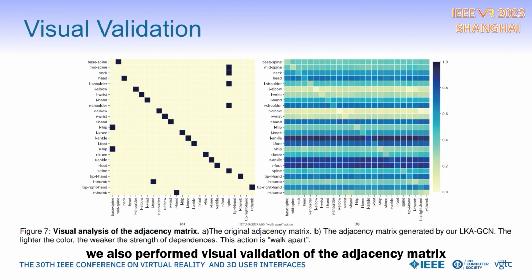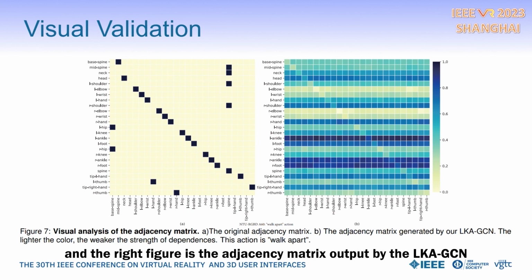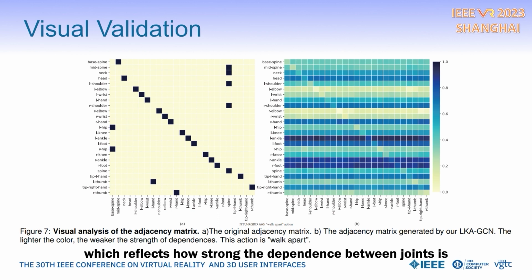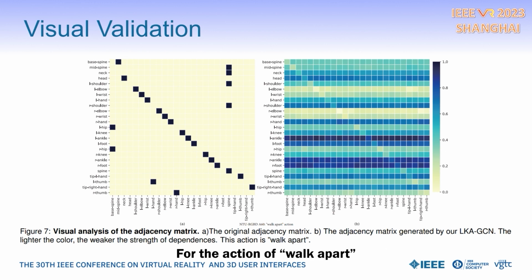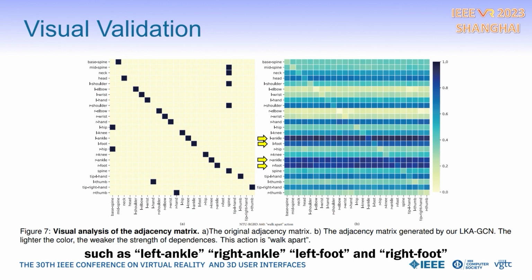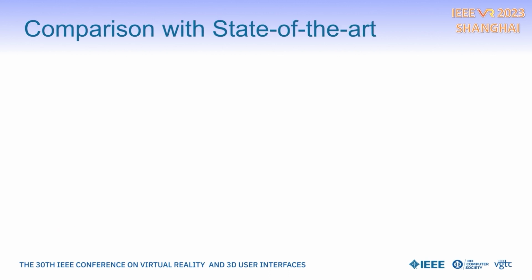Moreover, we also performed visual validation of the adjacency matrix. The left figure is the original adjacency matrix, and the right figure is the adjacency matrix output by the LKA-GCN, which reflects how strong the dependence between joints is. The darker the color, the stronger the dependence. For the action of walking apart, we can find that the dependencies of some joints such as left ankle, left foot, and right foot are significantly stronger.